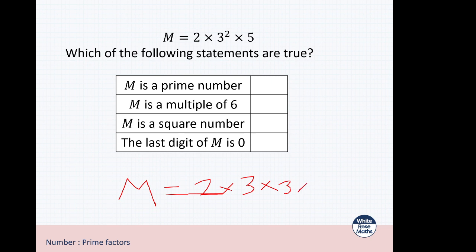So what's that going to give us? Well, 2 times 3 is 6. 6 times 3 is going to be 18. And then 18 times 5 makes 90. So M is equal to 90.